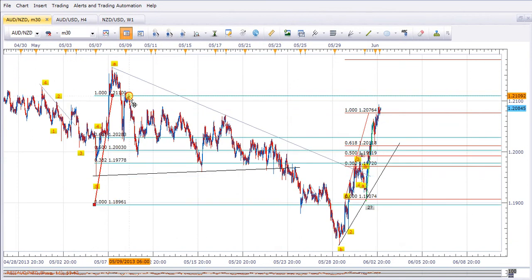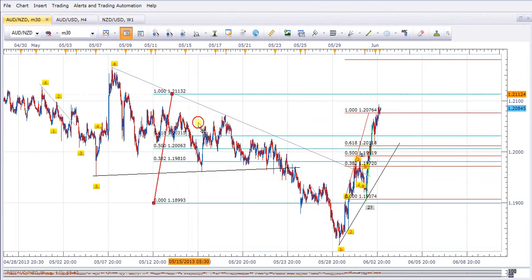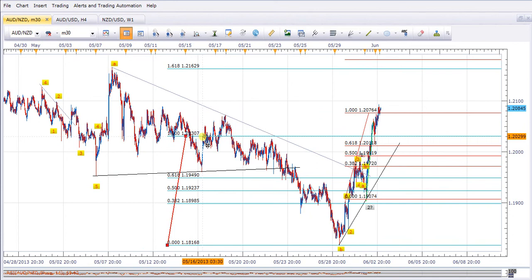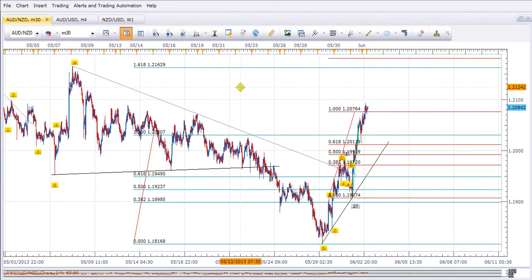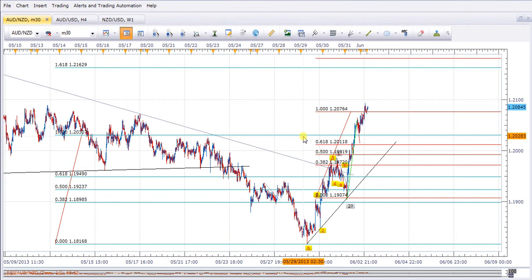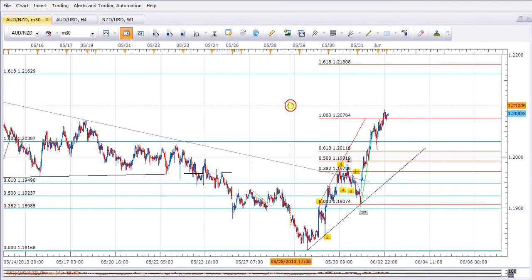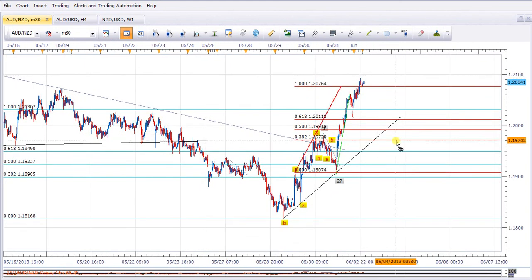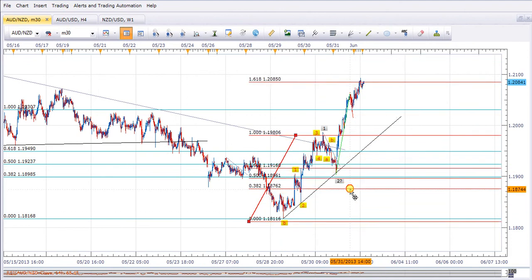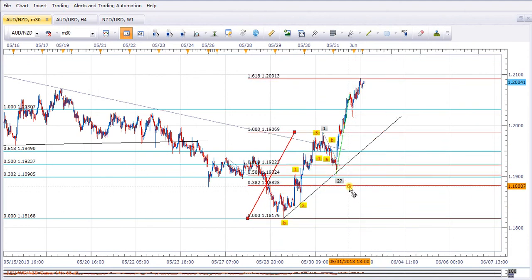So now, taking the distance for the move of wave A, just to get our targets for wave B, we already see that price pushed through the 100% move of the wave, which would put us at 1.203, and then our next target now is that 161.8% fib level, which resides at 1.21629.